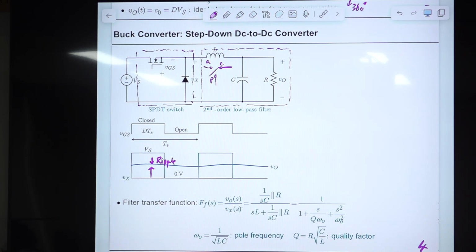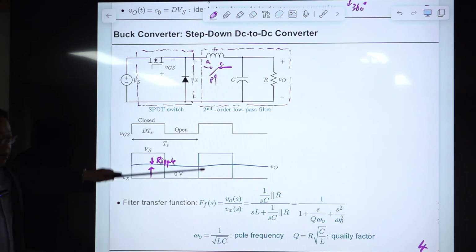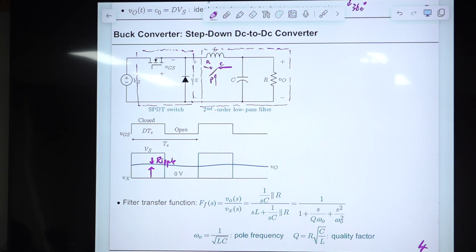Okay, because this is a non-ideal low-pass filter, just a practical second-order filter, there is a final ripple. So the average value of this output voltage is, of course, this. There are some ripple components. So this vo(t) is actually a sum of two components.